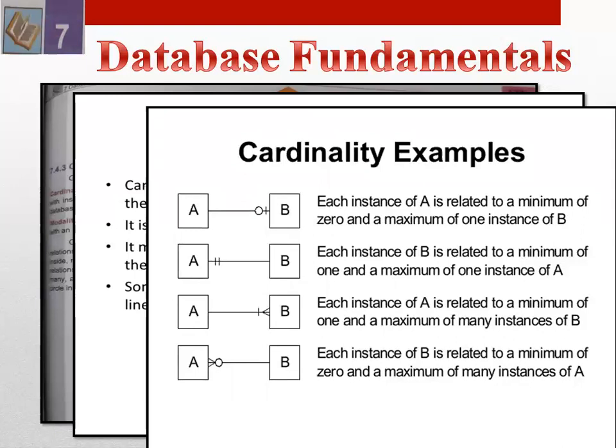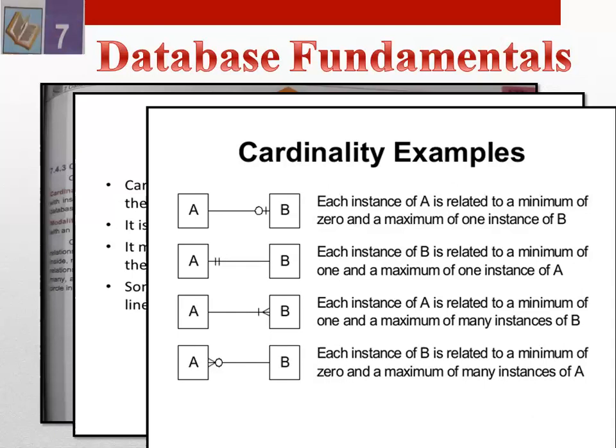Cardinality example. Each instance of A is related to a minimum of 0 and a maximum of one instance of B. In the second example, each instance of B is related to a minimum of 1 and a maximum of one instance of A. In the third example, each instance of A is related to a minimum of 1 and a maximum of many instances of B. In the fourth example, each instance of B is related to a minimum of 0 and a maximum of many instances of A.